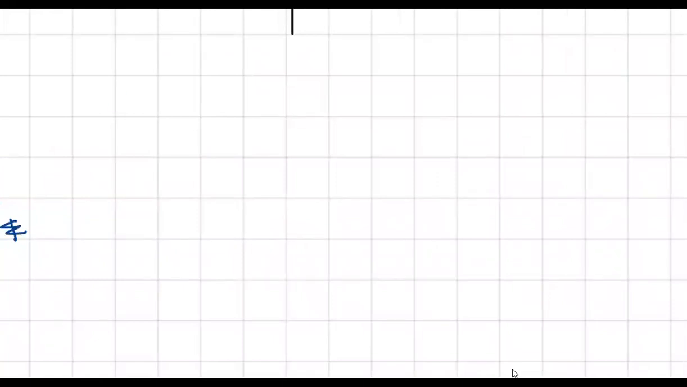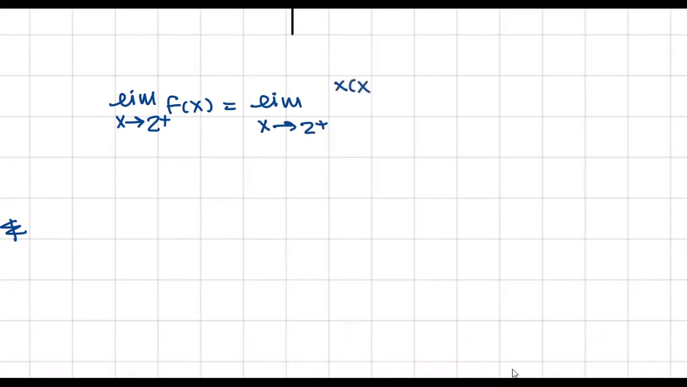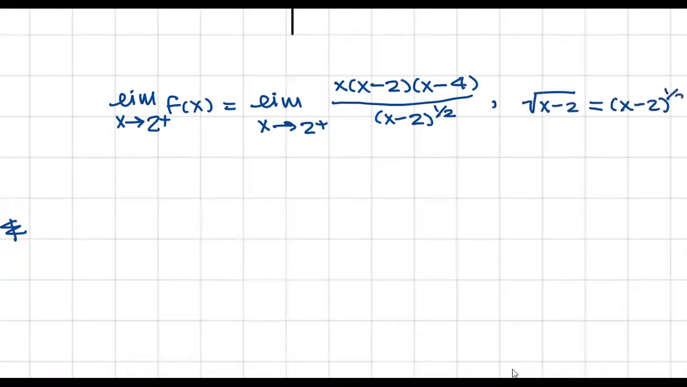So we're interested in the limit as x approaches 2 from the right of a function f of x, which is the same as the limit as x approaches 2 from the right of x, and here you see I've factored my numerator into x times x minus 2 times x minus 4, all divided by x minus 2 to the power 1/2. I can do this because the square root of x minus 2 is the same as x minus 2 to the power 1/2. So I'm going to go ahead and take that step.